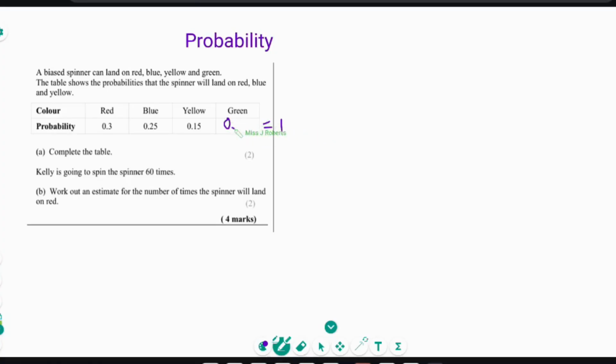So green is 0.3. Kelly is going to spin the spinner 60 times. Work out an estimate for the number of times the spinner will land on red. It lands on red 0.3 times, which is 3/10, so 3 in every 10. So really we're working out 3/10 of 60, which is the same as working out 0.3 times 60. So the answer is 18. So 18 times.